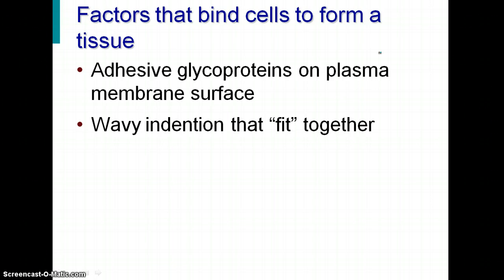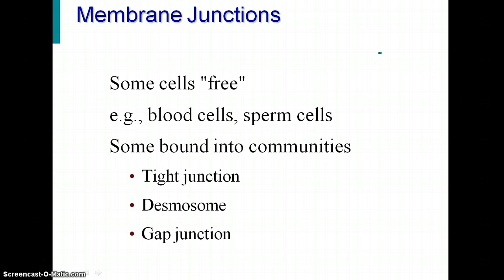And some cells will basically have wavy indentations that just kind of fit together. And we'll talk about the three main types right now. So the three types of cell or membrane junctions are tight junctions, desmosomes, and gap junctions. And most of the cells in your body are going to be bound into a community to form a tissue. You do have some cells that are free floating around in your body, like blood cells and sperm cells and the ova, but most of them are going to be bound into communities.